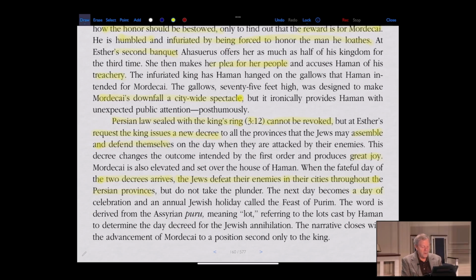So the next day, a feast of celebration, an annual Jewish holiday called the Feast of Purim. And again, it's derived from the Assyrian word puru, which means lot, referring to the lots cast by Haman to determine the day decreed for Jewish annihilation. And then the narrative closes with the advancement of Mordecai to a position second only to the king. He acquires all of Haman's household, his enemy, and all the dignity that he could have, basically under the king. He's the most powerful person in that empire.